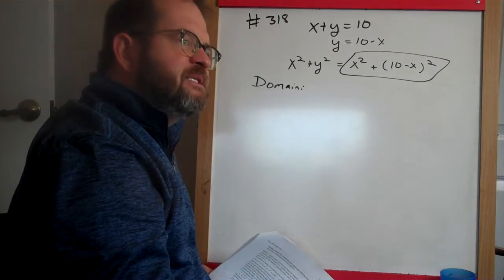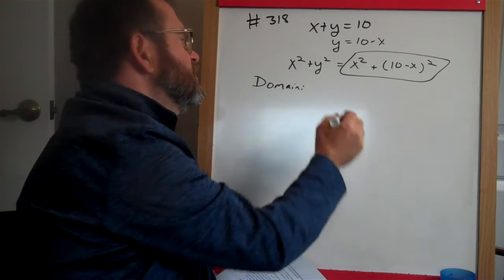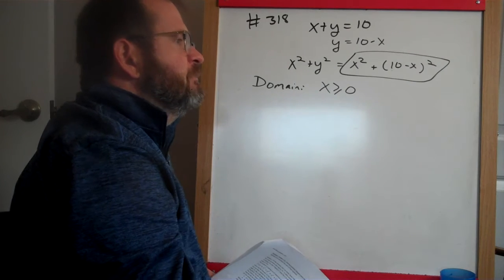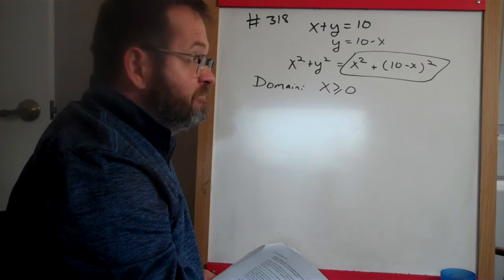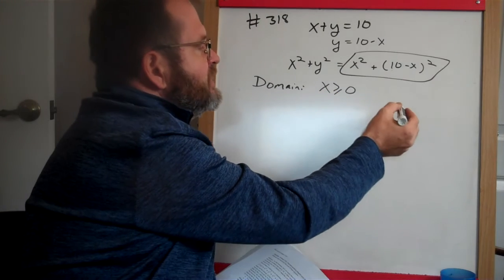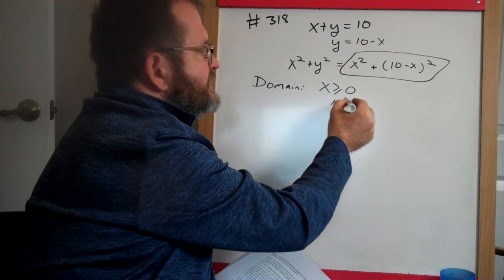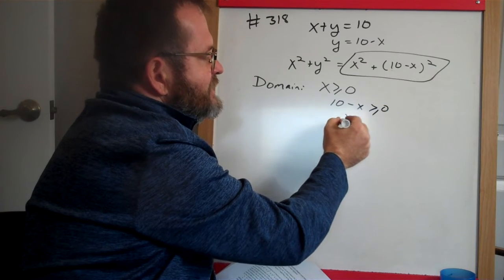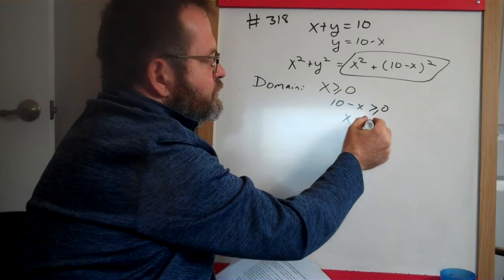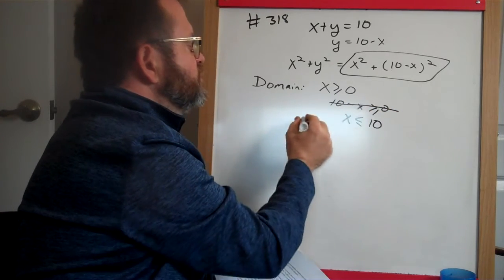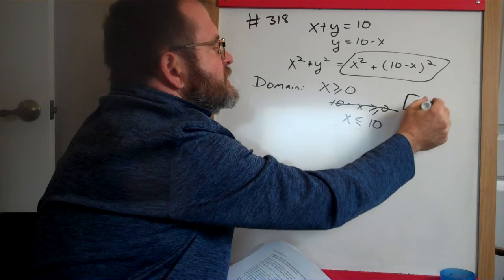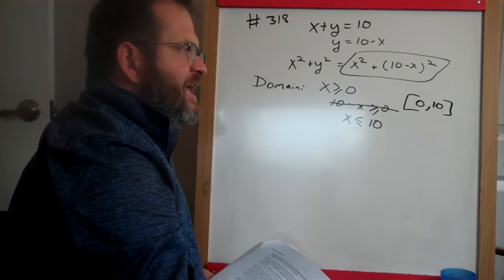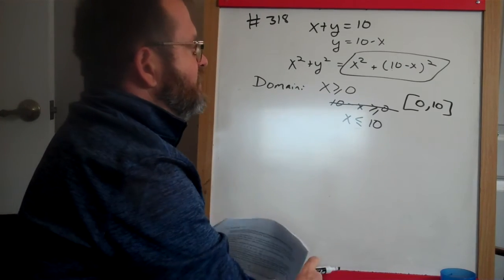Now, the problem says that they have to be positive numbers. I think that means x is going to have to be greater than or equal to 0. But also we want y to be positive too. It said they're two positive numbers. So for y to be greater than 0, 10 minus x has to be greater than 0, and that means x is less than or equal to 10. So in other words, we're really only interested in the closed interval 0 to 10 for x. We don't really have that big of an interval that we're even caring about in this problem.